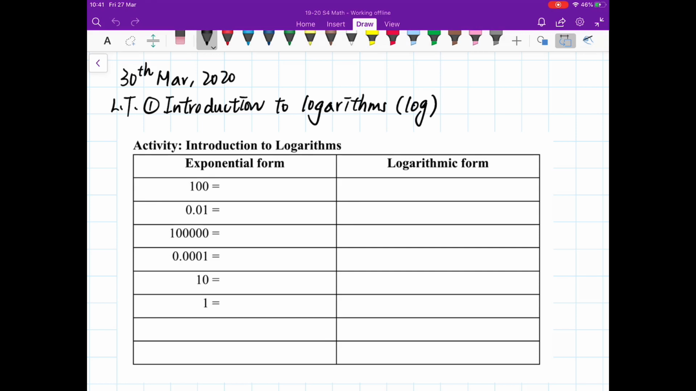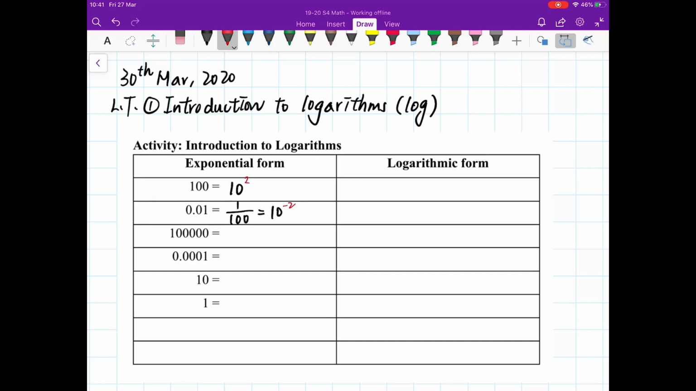The first thing we are going to do is convert these numbers into base 10, and I will demonstrate two to you. First, 100, we can change it into 10 to the power 2. Then for 0.01, we can first change it into a fraction, 1 over 100, and then it can be further converted into 10 to the power negative 2.